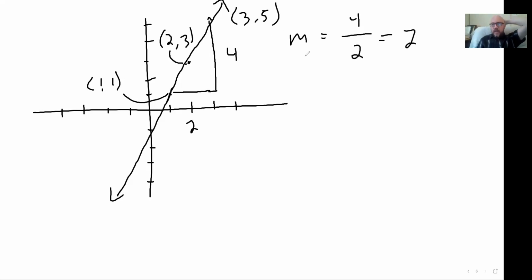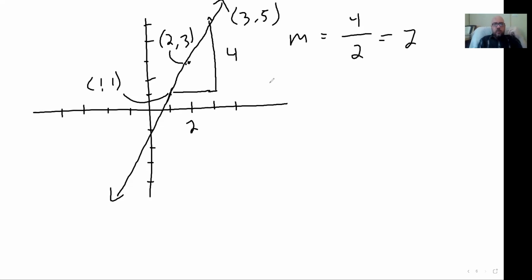Notice that we would have gotten exactly the same thing no matter which of these points we picked, right? So if I did 1, 1 and 2, 3, and those are my 2 points on the line, well, then my y increased by 2, went from 1 to 3. My x increased by 1, went from 1 to 2, and I get m equals 2 over 1, which is still 2. And if I pick these, I get exactly the same thing. The x increased by 1, y increased by 2. So the slope is how much y changes if x increases by 1.